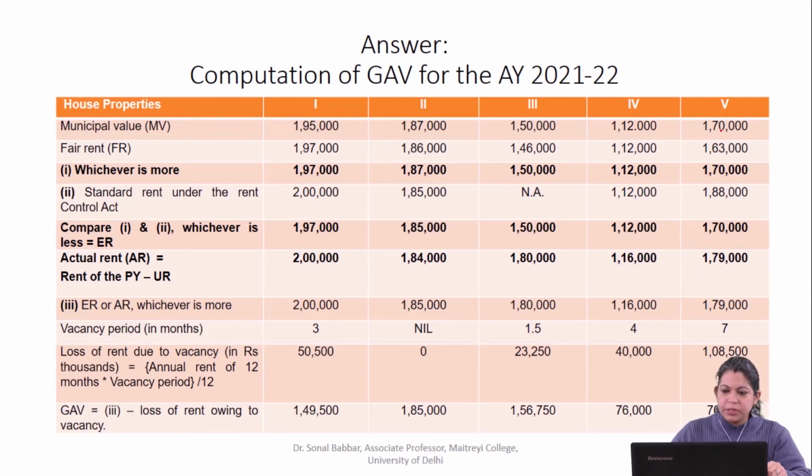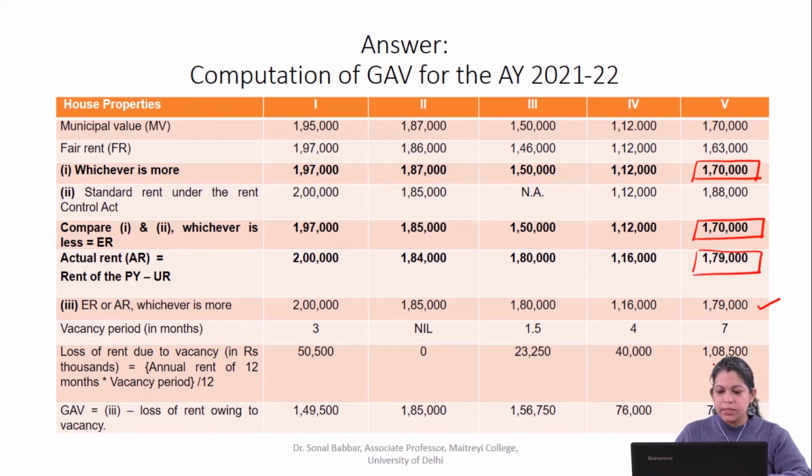So let us look at property 5, where the municipal value is 1,70,000 and the fair rent is 1,63,000. So we take the higher of the two, which is 1,70,000. Compare it with the standard rent, and it cannot exceed the standard rent, therefore 1,70,000 is the expected rent. Actual rent is the rent of the previous year minus unrealized rent, which is 1,86,000 minus 7,000. That gives us 1,79,000. And the higher of the two is taken.